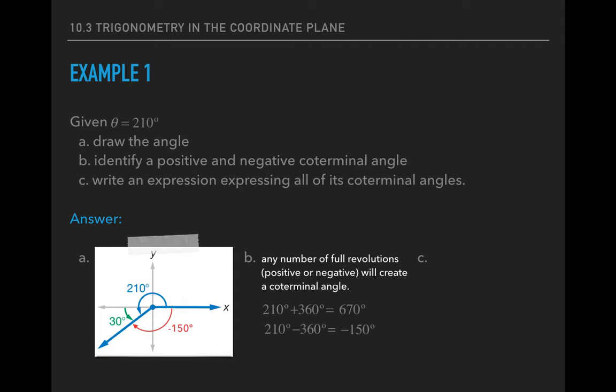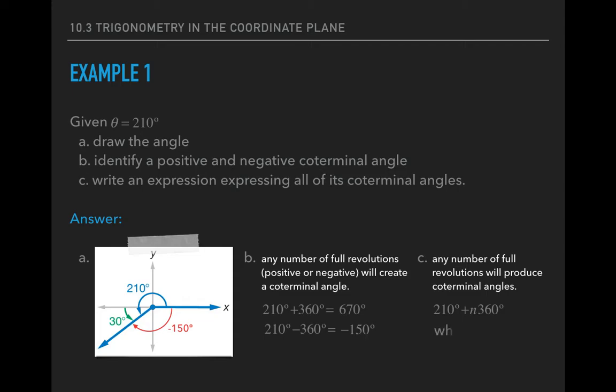All right. Now, what would be a way of expressing all of them? Well, what we said just a moment ago, it's just adding rotations, either positive or negative rotations. So that would be taking 210 and adding any number of rotations.